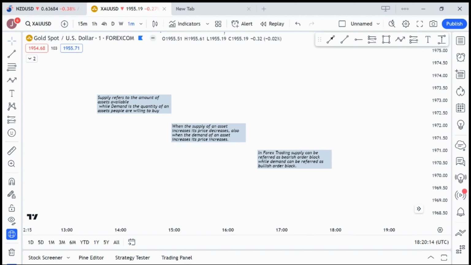A bearish order block is a supply zone. You expect a sell there, and a bullish order block is a demand zone where you expect a buying pressure. You can simply put that a supply zone is a zone where you expect a selling pressure, while a demand zone is a zone where you expect a buying pressure.